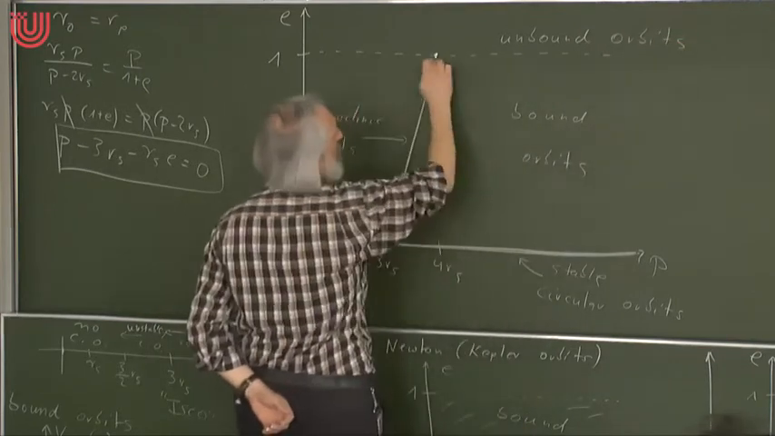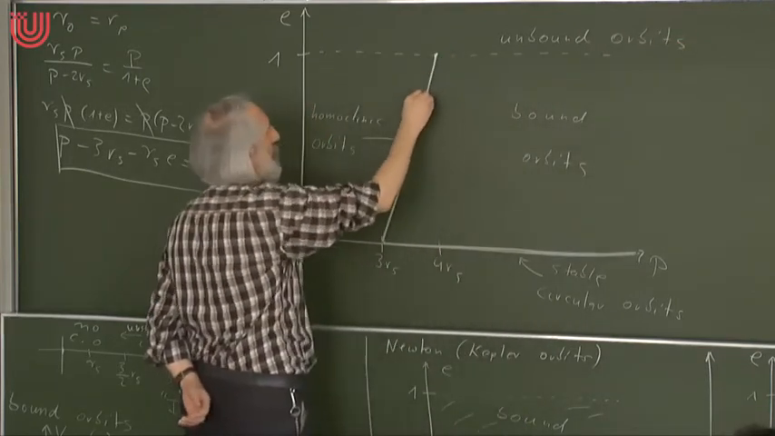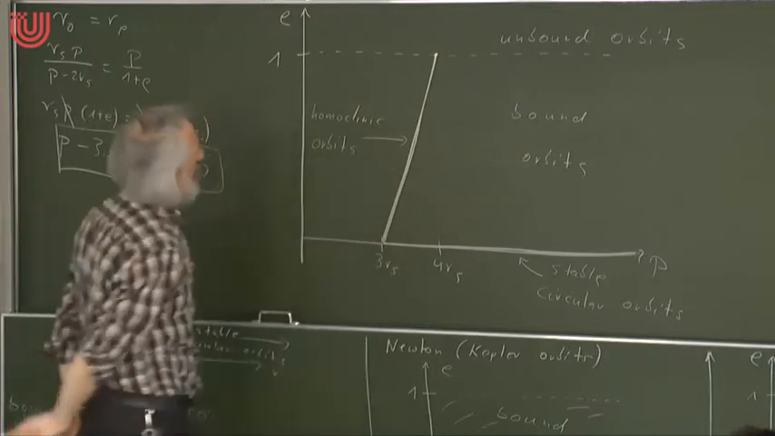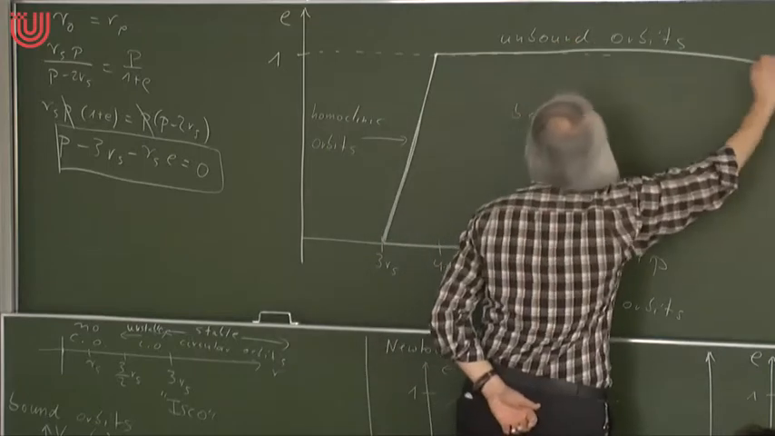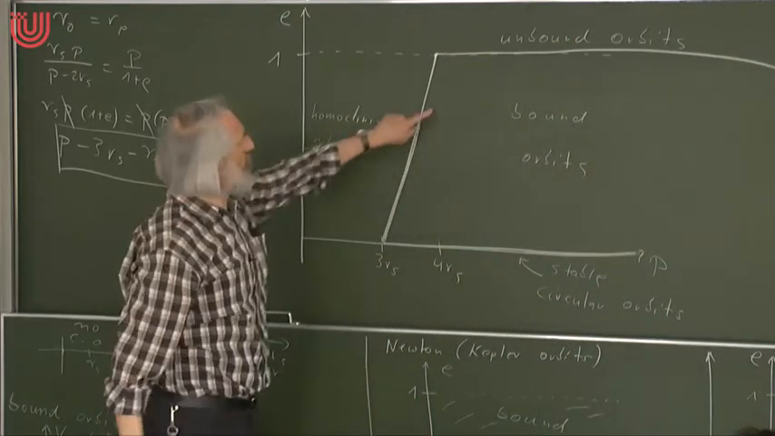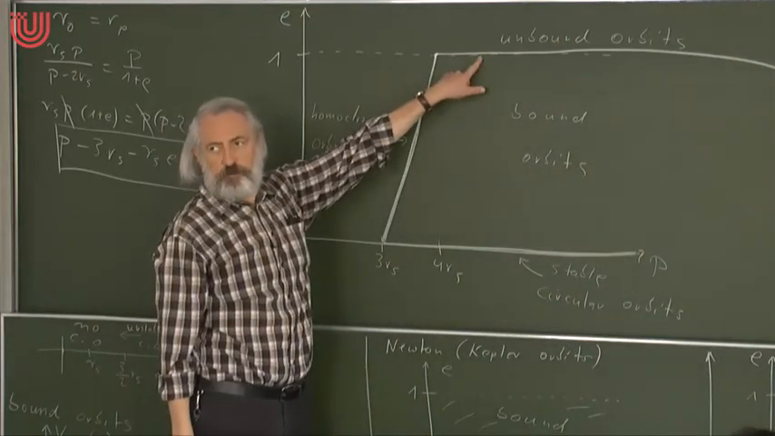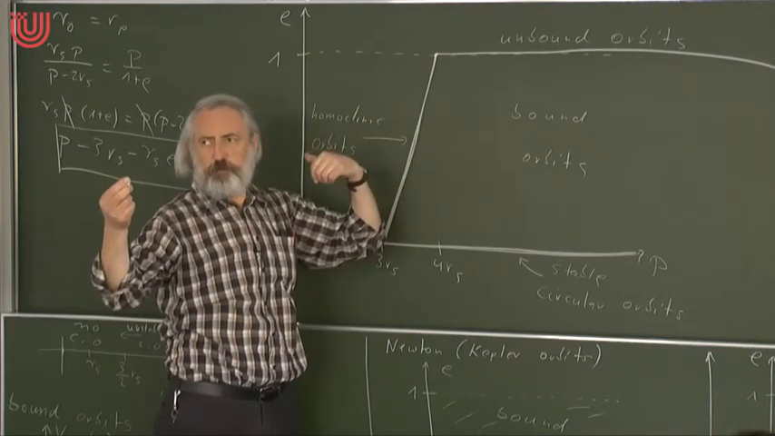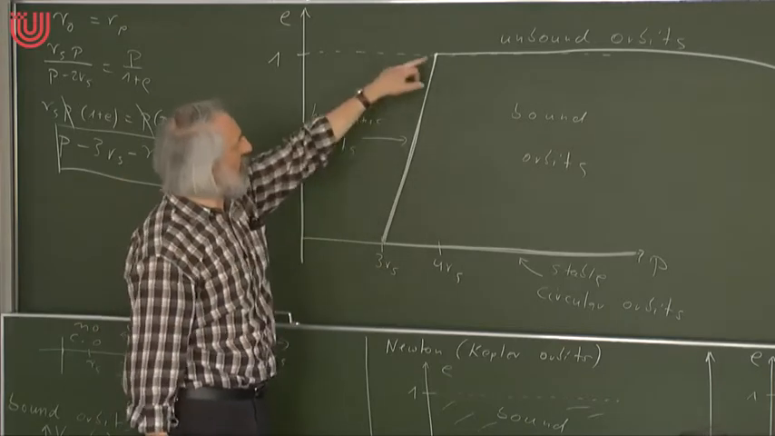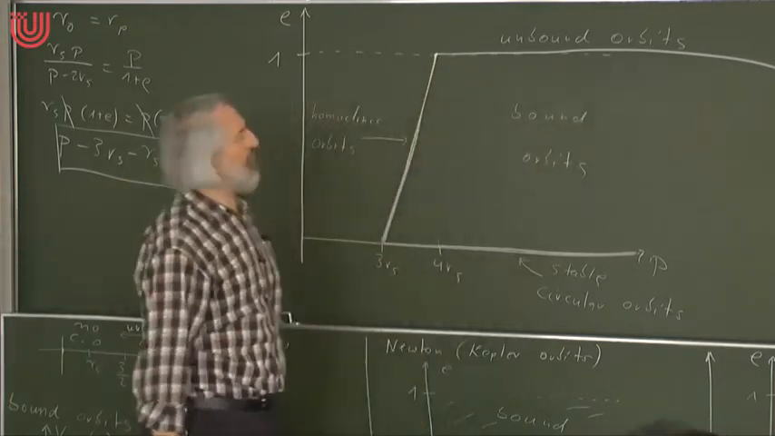That's the reason why I draw this here. It's also a limit. Maybe I should do it in this way. Neither this line nor this line can actually be reached by bound orbits. A bound orbit means a thing has an Ra and an Rp, and both are finite. That's not the case for any of the orbits on the boundary.